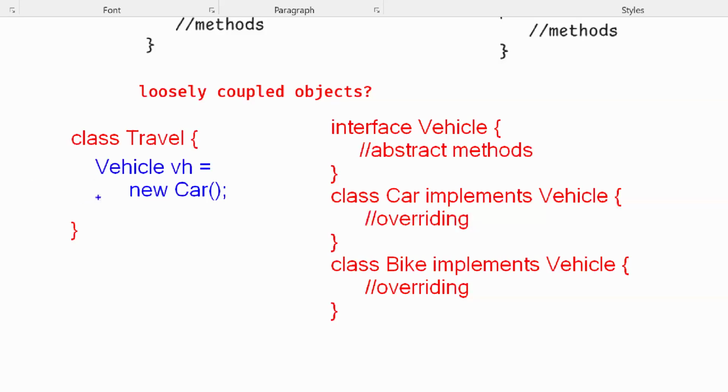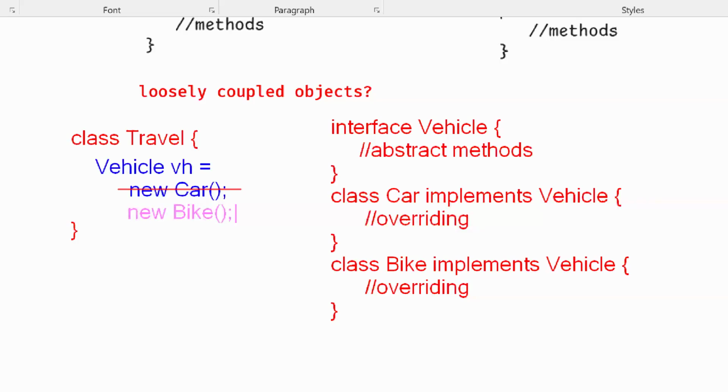Tell me, in place of this new car, could you guys tell me, what do I have to replace it with? New bike. Exactly. Okay, let us use pink color. Again, code changes are required.